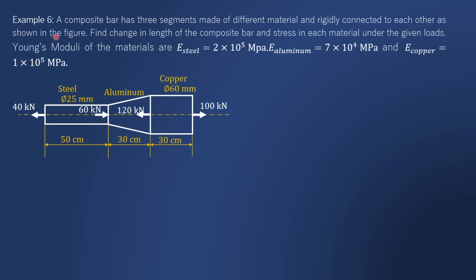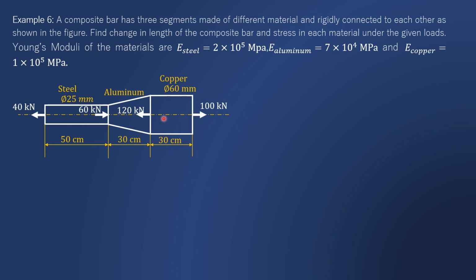Now check this problem. A composite bar has 3 segments made of different materials and rigidly connected to each other as shown in the figure. So this portion is steel. Watch carefully. This portion is of uniform cross section. The middle portion, which is made of aluminium, has uniformly varying cross section. How is that cross section varying? Diameter 25 here to diameter 60 at the other end. And then again it is a copper rod of uniform cross section.